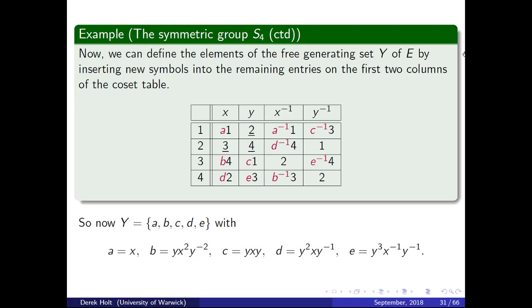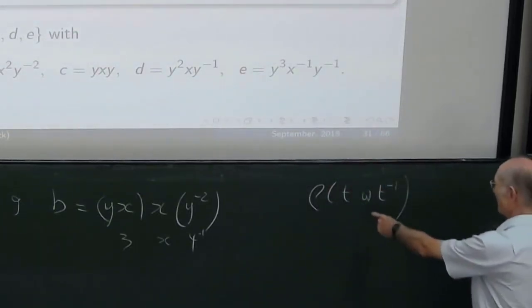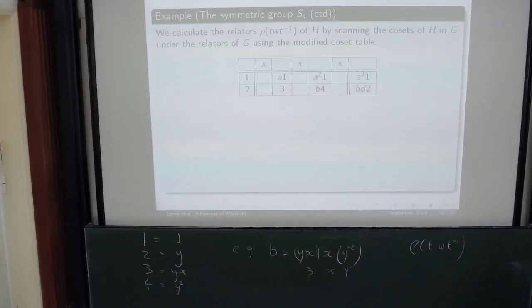Okay, so what do we do? Remember, we've got to calculate these rewritten relators: rho of T W T inverse, where T is a transversal element, W is a relator, and T inverse. How do we do that? Well, it's actually very easy. We scan the relators for each coset. So 1 times x is a times 1. A times 1 times x is a squared times 1. A squared times 1 times x is a cubed times 1. So we've now got 1 times x cubed is a cubed times 1. So a cubed is a relator. And in fact, it's the relator corresponding to t being the identity, w being x cubed.